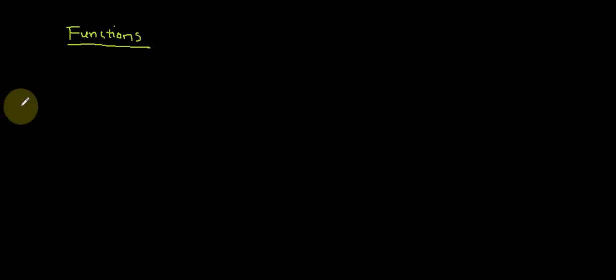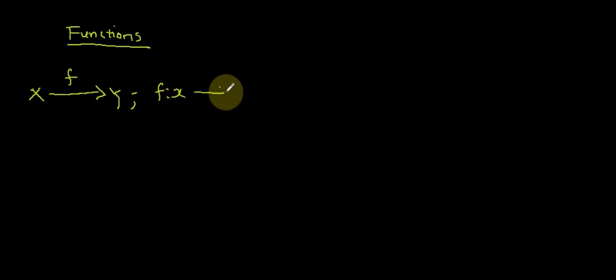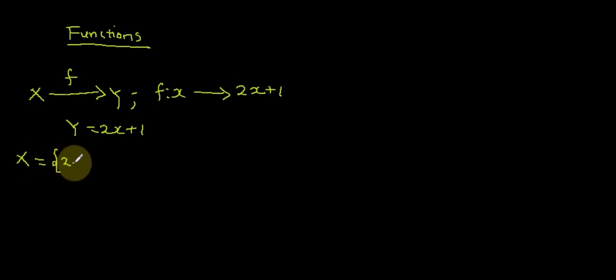Now let's consider this mapping. x maps to y, and this is the rule. So we can say that f of x maps to, let's say the rule we are given is 2x + 1. From here you agree with me that y is equal to 2x + 1. Now let's say we are given values of x to be, let's say, 2, 3, 4 and 6. From here we can get our values of y.